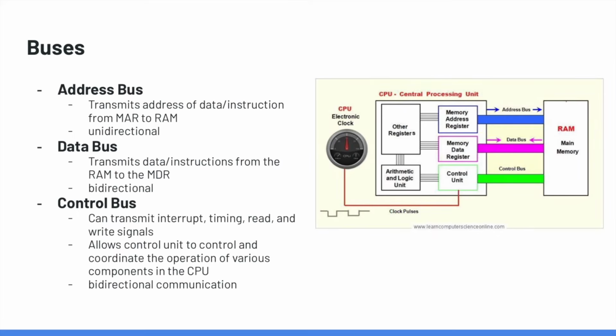So the address bus is actually unidirectional. We're only going to be sending data one way from the MAR to the RAM. But the data bus is bidirectional because we can have data going both ways when we want to access some data in the RAM or transmit some data to and from the RAM.